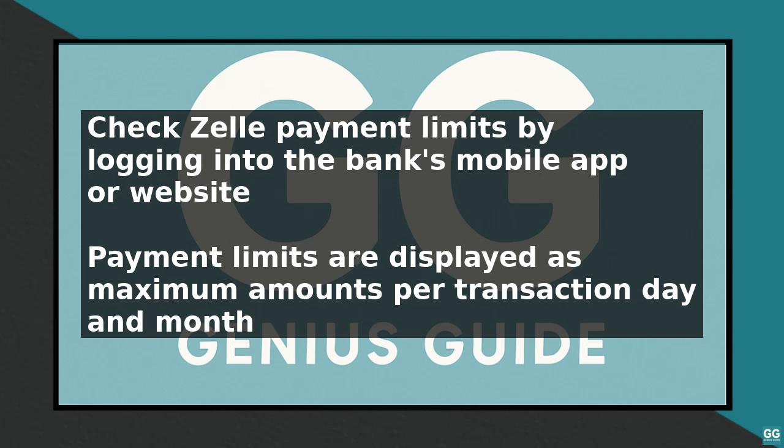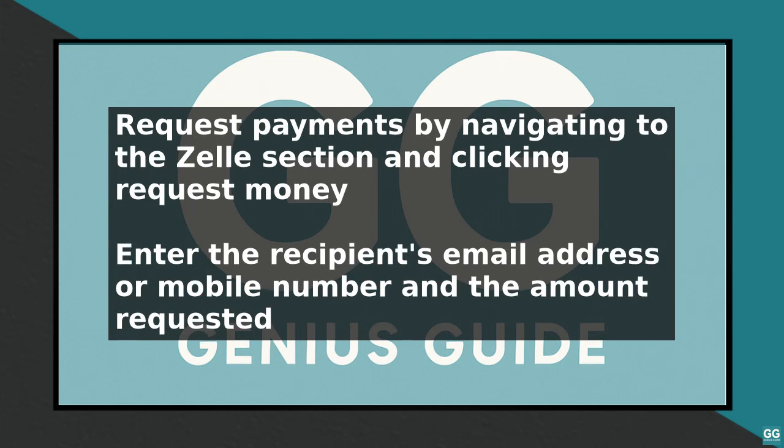It is essential to note that the recipient must also have Zelle to receive the request. If the recipient does not have Zelle, they will be prompted to enroll when they receive the request. You can also request payments from multiple recipients at once by separating their email addresses or mobile numbers with commas.